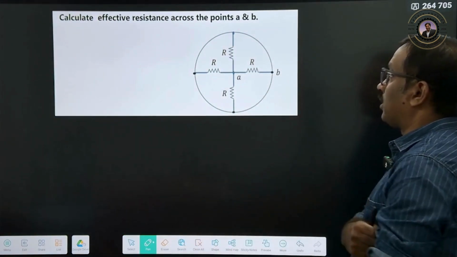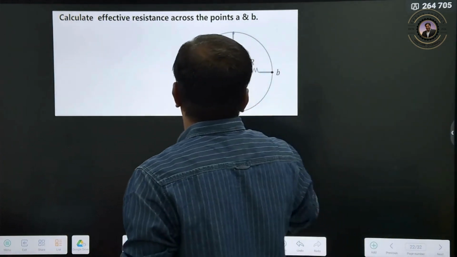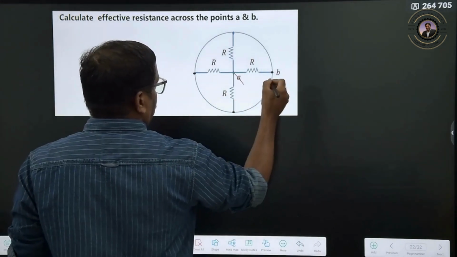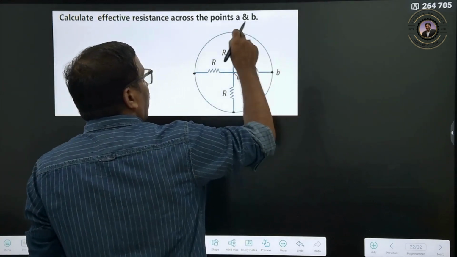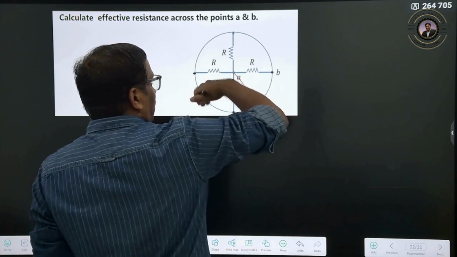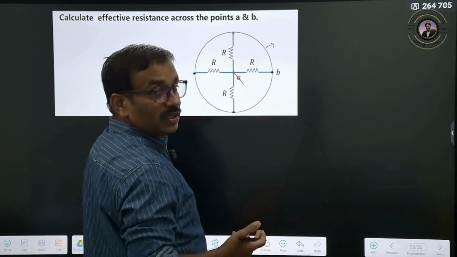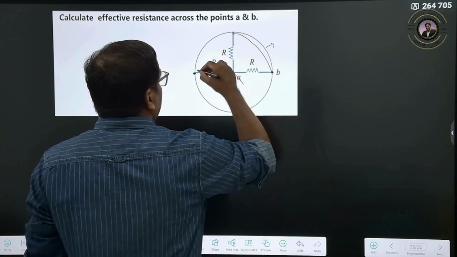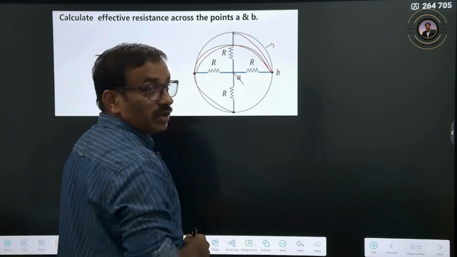Calculate the effective resistance across AB. Across AB is asked now, right? Try to see this one, this is a simple wire. For design purposes only it is given. What is the need of this wire? There is no need for it. So this is just simple. This is connected at this point, this also is connected at this point, and this also should be connected to this point here.